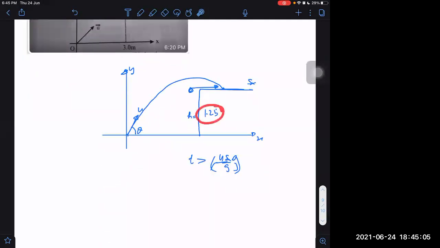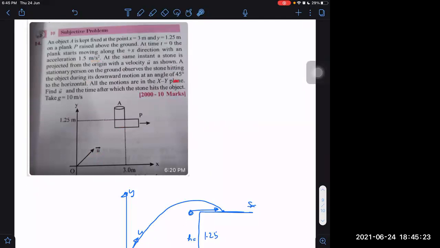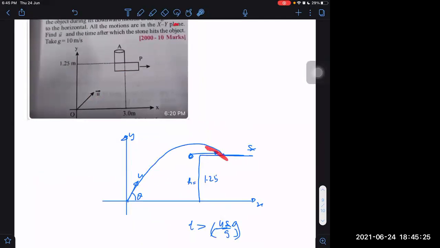In fact, I can find this time if I know the total height obtained in the vertical direction. Wait a second, what have they given? Have they given an angle here? What is the condition? Yes, sir, 45 degrees. No, that is not that angle. That is the angle when it is coming down here. It is coming at 45 degrees angle here, right? Here it is at 45 degrees.